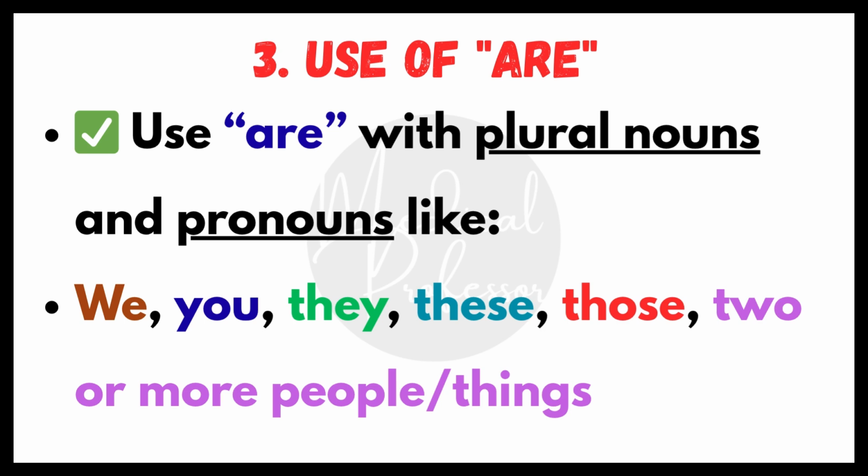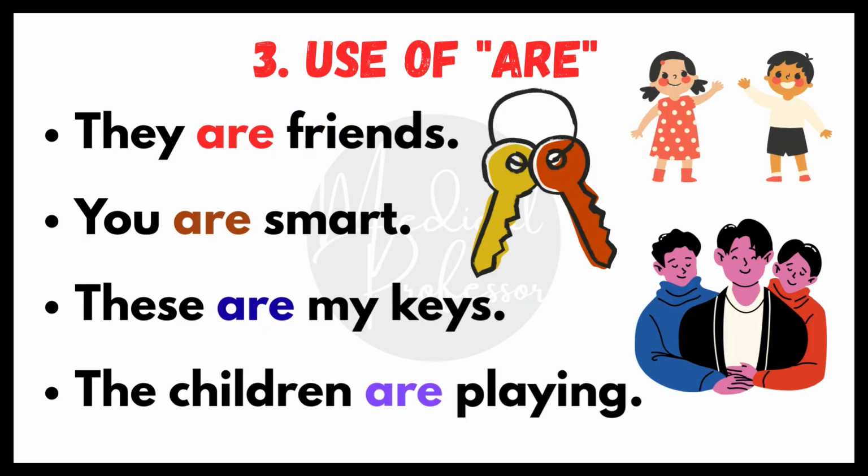Examples with are. They are friends. They, more than one person, plural. You are smart. You can be singular or plural, but always takes are. Yes, even when talking to one person, we say you are. These are my keys. These, more than one subject. The children are playing. Children, plural of child. We are learning English. We, a group including yourself, plural.